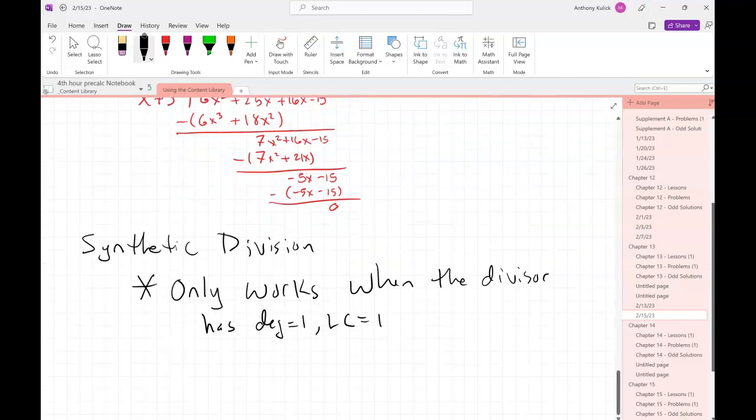So synthetic division is only going to work when your divisor has degree equal to 1 and leading coefficient equal to 1. Basically, it looks like an x minus k. We have a special name for those kinds of polynomials. We call them monic. I'll use that terminology here and there, but that's all it means, is something that looks like x minus k.